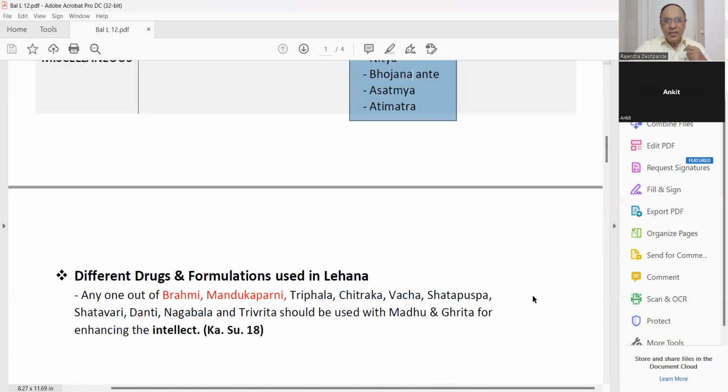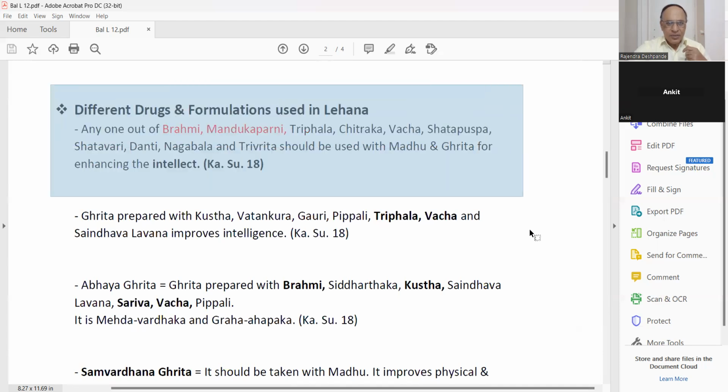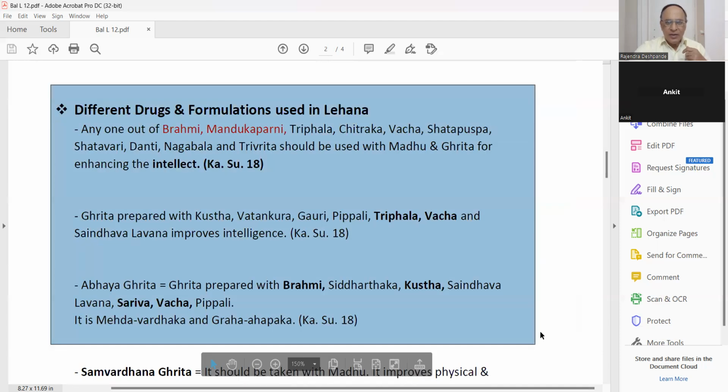Okay, let us see the different drugs used in the lehana. So these are the different herbs and metals, herbs and metals for the lehana karma.